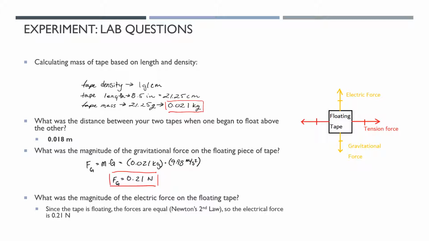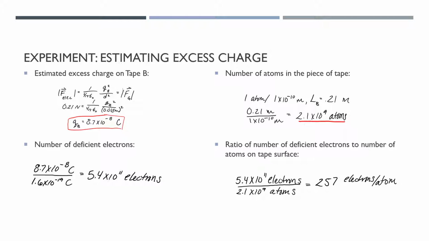In the x direction, we have the two tension forces from the books, both equivalent. And then in the vertical y direction, we have the electric force and the gravitational force. These are also equal since the tape is not moving and the acceleration is zero. Now we have all the information necessary to make our final calculations.